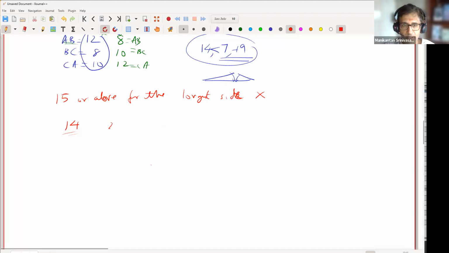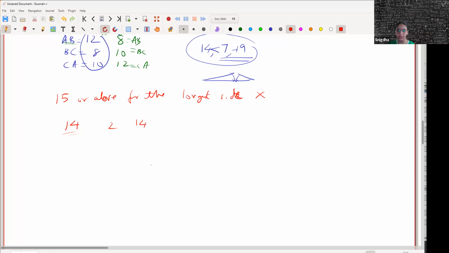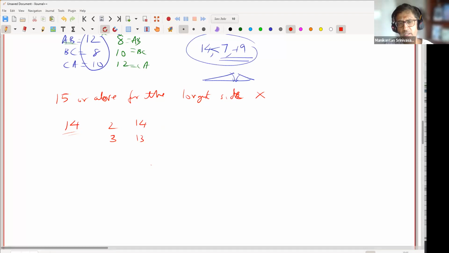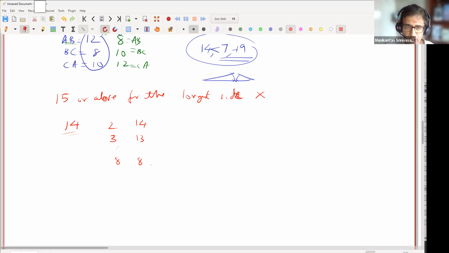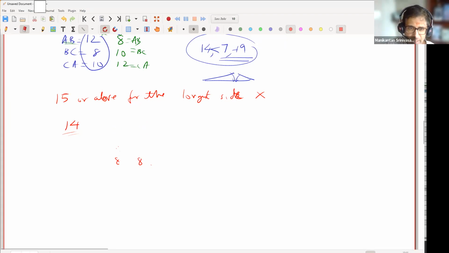Starting from 2 and 14, is it? Yeah, 2 and 14. 3 and 13. All the way till? 4, all the way till 8. 8 and 8. Okay, so one small change I would make in the approach is start to count them in decreasing order.